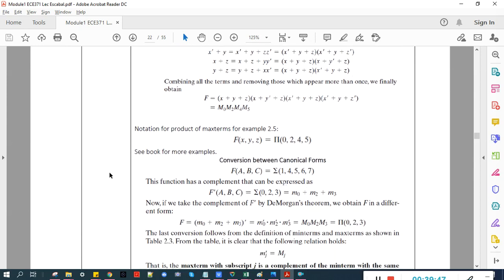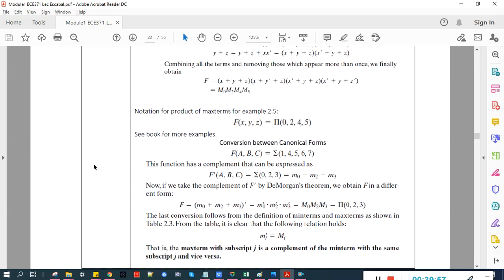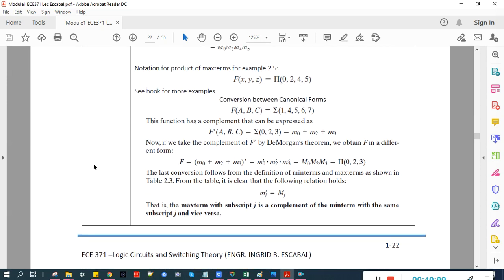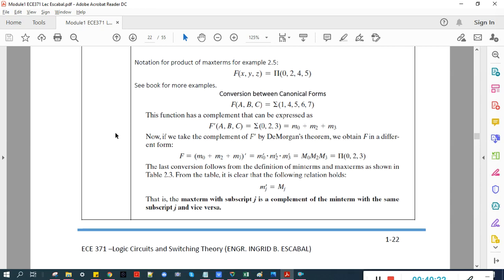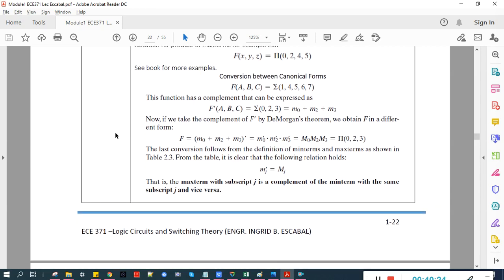For the notation, f of x, y, z is equal to the product of max terms 0, 2, 4, and 5. See book for more examples. Next is, how are we going to convert between the canonical forms? We have two canonical forms, right? The sum of min terms, or the product of max terms. So how are we going to convert between these two? Let's check.